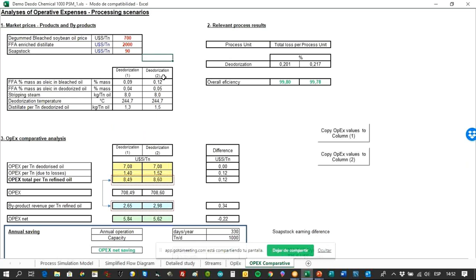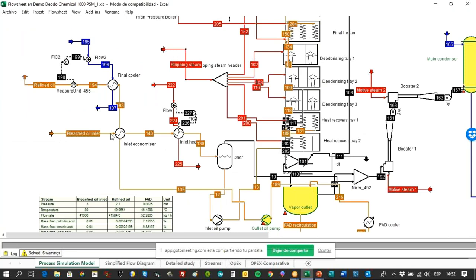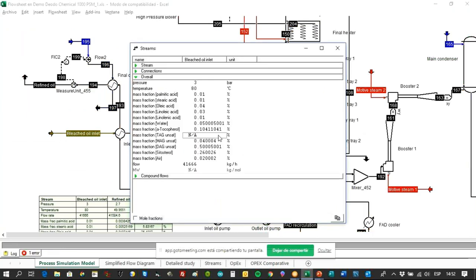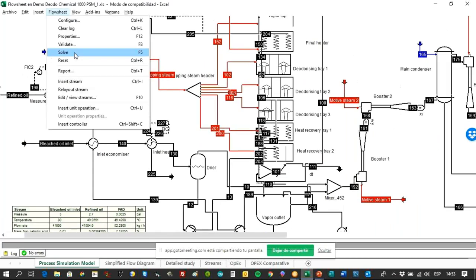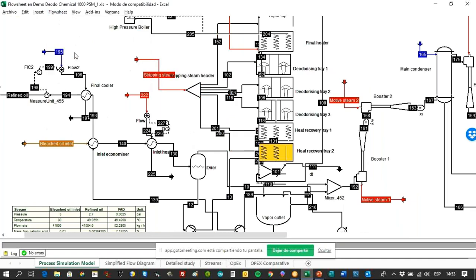But first I need to change the composition, so probably you cannot see it quite clearly, but here I am changing the composition of oleic acid, and I am now increasing the composition to 0.12%. Okay, again the model is blank, and I'm going to click on solve to calculate again all the equations involved in the model. I hope that we are going to get a maximum of 0.05% in the last deodorization tray, since we saw that we have this extra capacity.